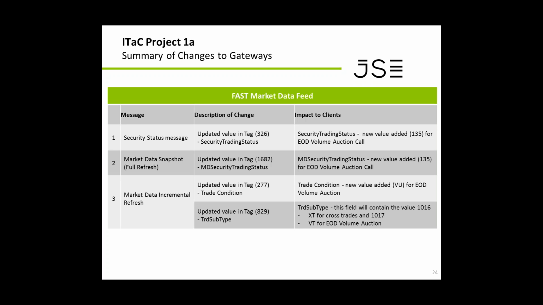If we go to the FAST market data feed, the first message that will be changing is the security status message. That will be updated to include the end of day volume auction. The market data snapshot as well as the incremental refresh will also have updates to the values for the end of day auction call, as well as in the trade condition for the new value VU. We'll also be updating the trade subtype for the XT for cross trades and then VT for the end of day volume auction trade.